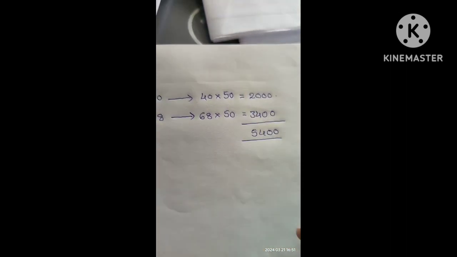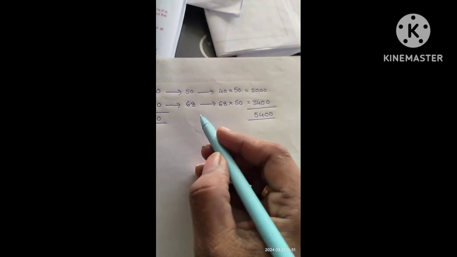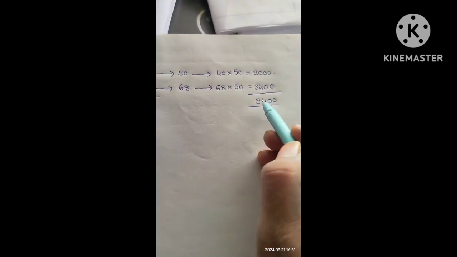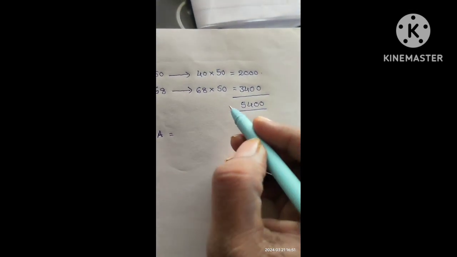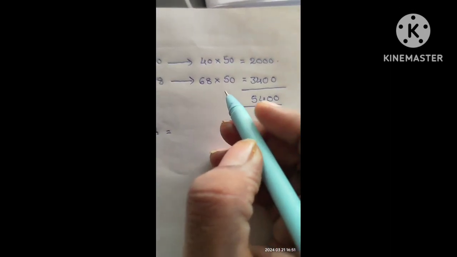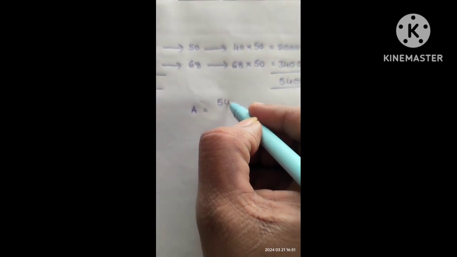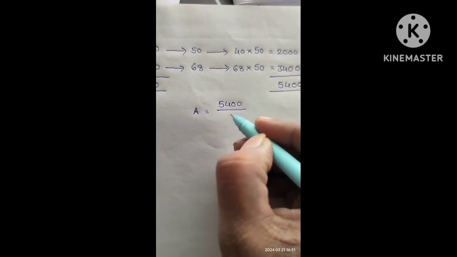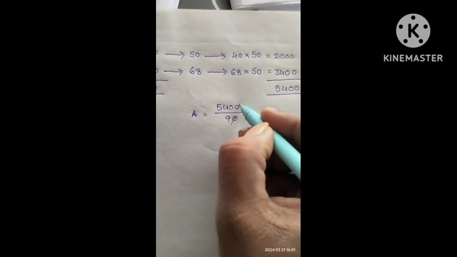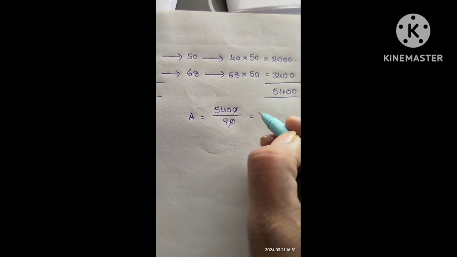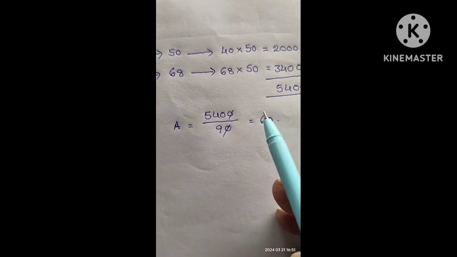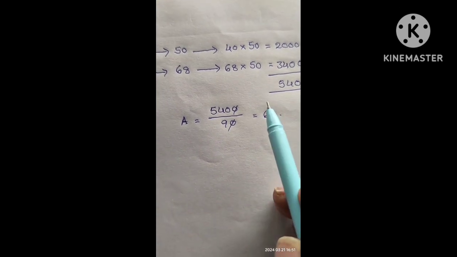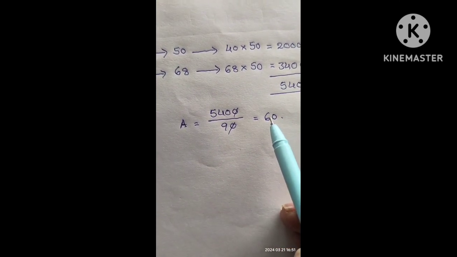That is the total. So now they are asking the average of the total, combining the groups. Average means sum of observations by number of observations. Here the sum of observations is 5400 by the number of observations, 90. 0 0 cancel, 9 6s are 54. So this is the average of the total students.